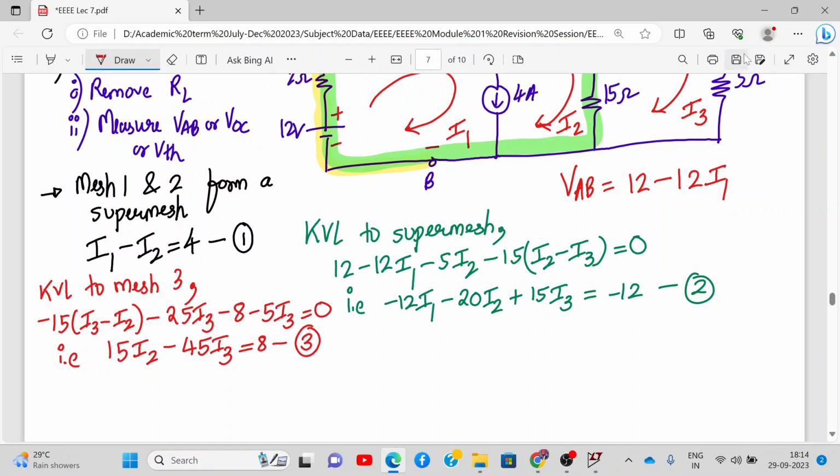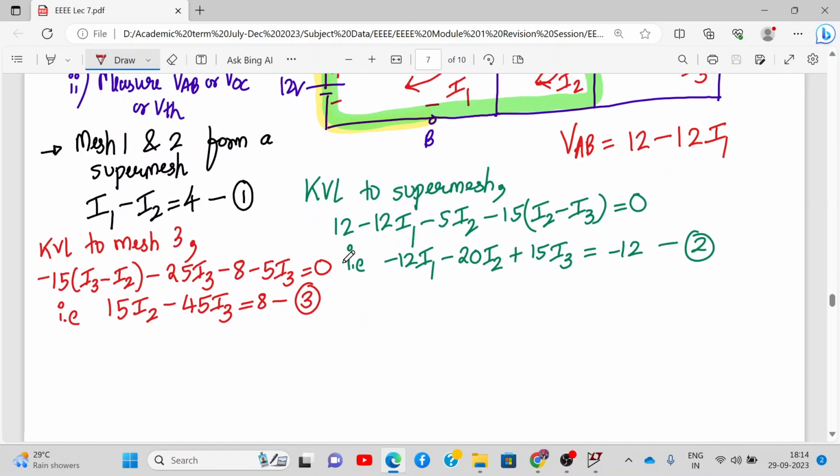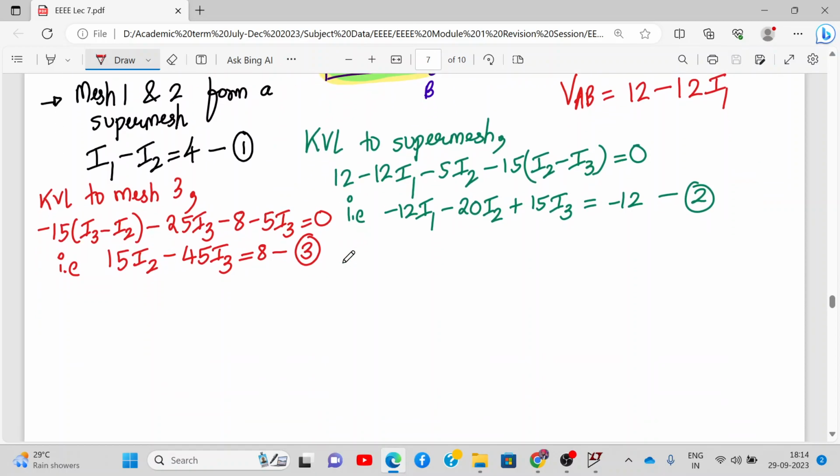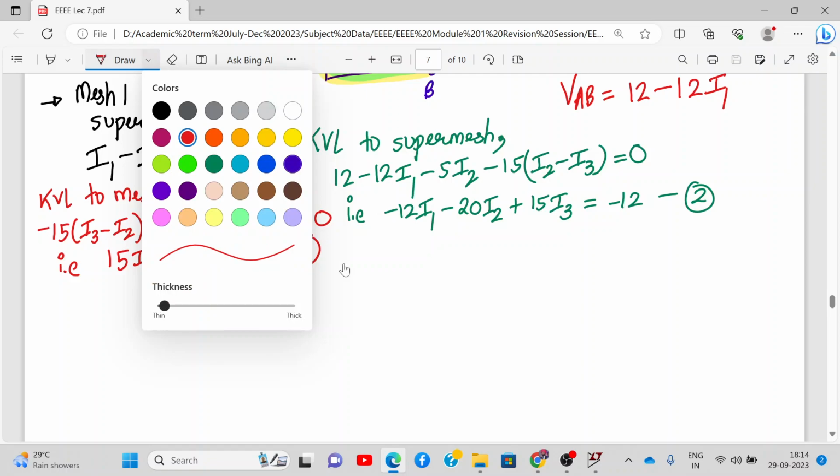So we have 3 unknowns, I1, I2 and I3, and 3 equations. We can solve them simultaneously. Let me put it in matrix form.